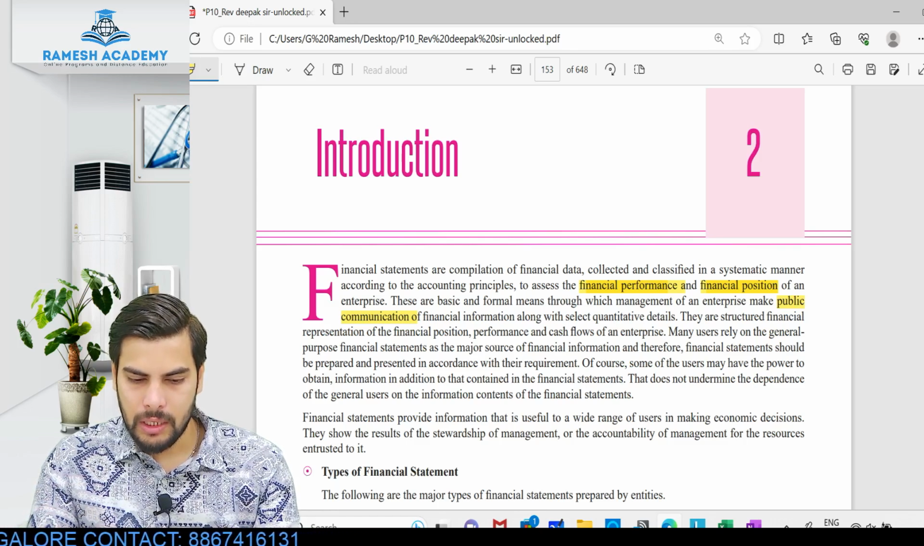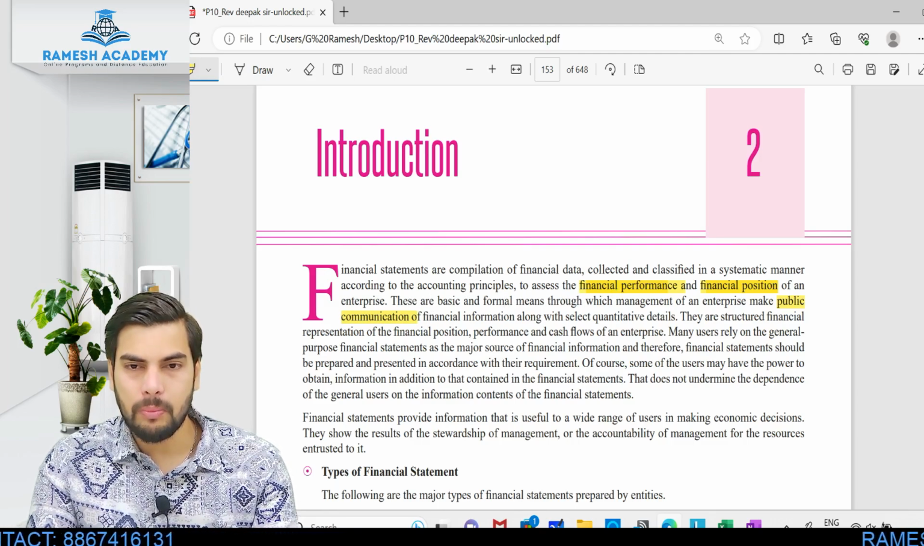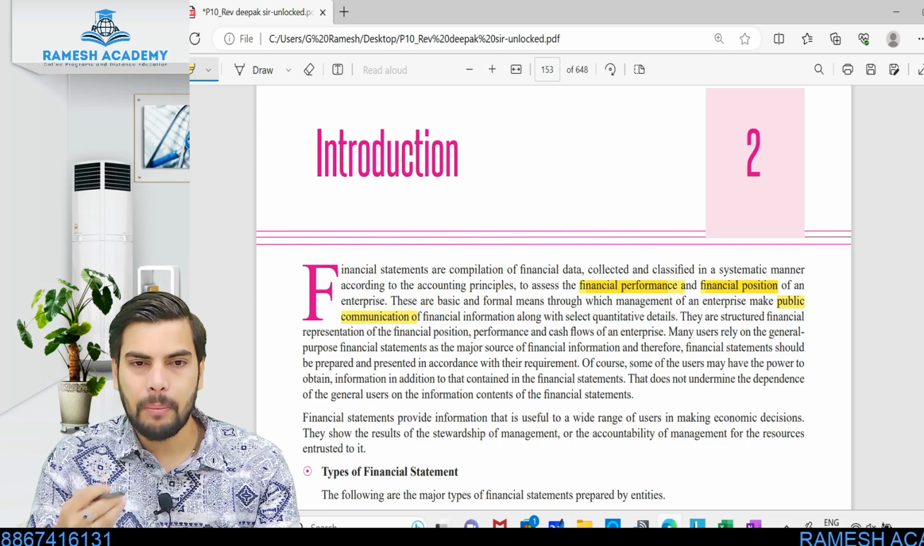So that's why they say this particular statement: these are basic and formal means through which the management of an enterprise makes public communication.